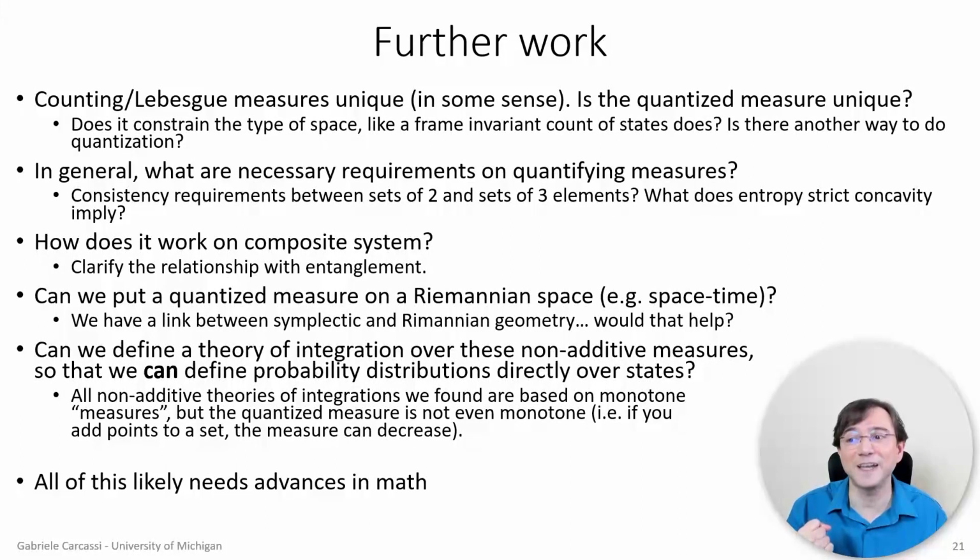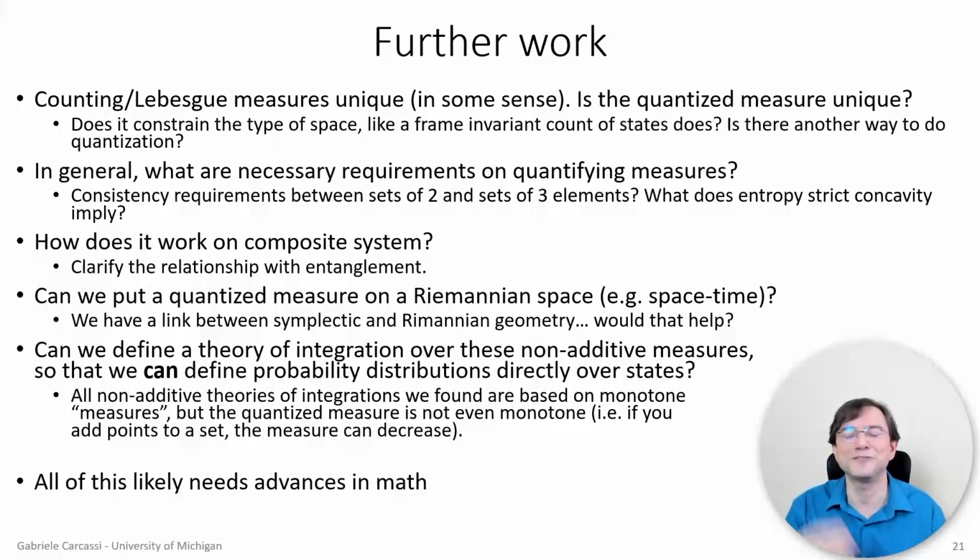And now the question is, is the quantized measure unique? If I have a sphere and I want this non-additive measure that has certain features, well, I need to recover that, and I will have to recover the von Neumann entropy and so on. And the other question is, does wanting a quantized measure constrain the type of space, like the frame invariance on the counting of states does in classical mechanics, where we are able to recover the symplectic position-momentum-time space, or is there another way to do quantization? Is there another space that may be physical?